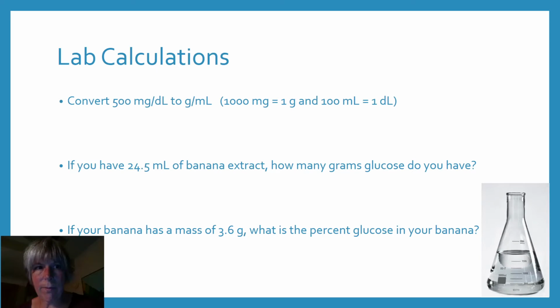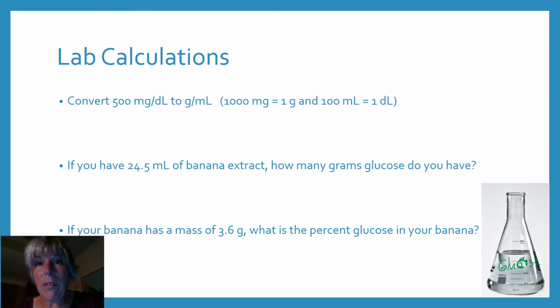Here's some calculations that we'll be doing in lab. You're going to have some solution in a flask. The solution is going to be the banana extract, where you have separated the soluble glucose from the insoluble starch. So you've got your glucose in this flask. Now we're going to measure that glucose using something called a glucose test strip.